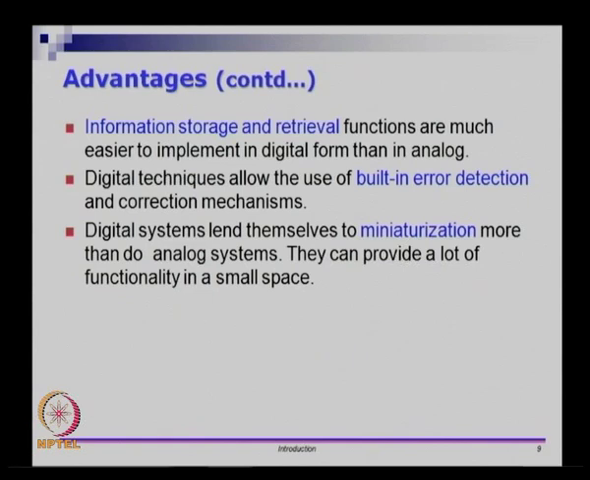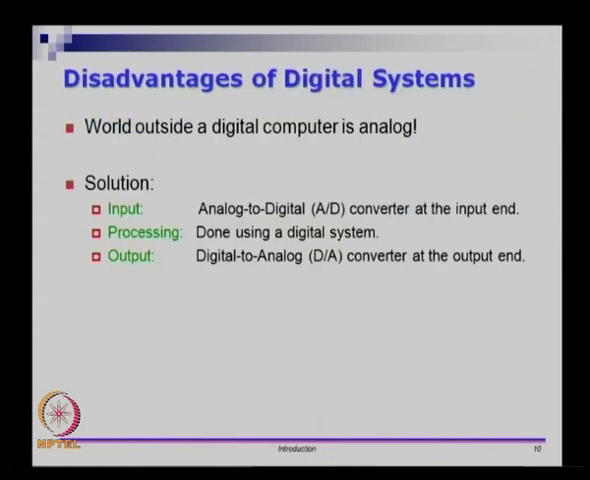All of these, however, come with a catch. It is not that digital circuits are everything and you can do everything in the digital world itself. The biggest problem is the world is not discrete, it is an analog world, right.